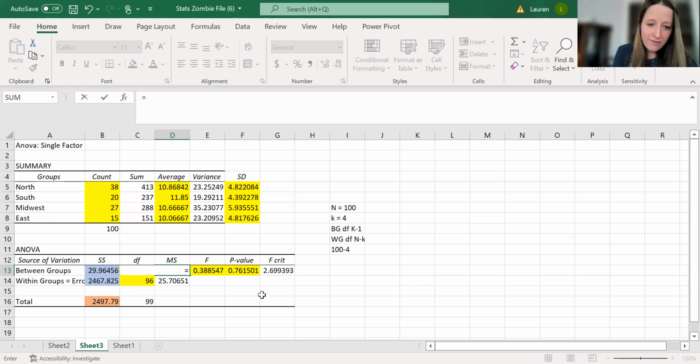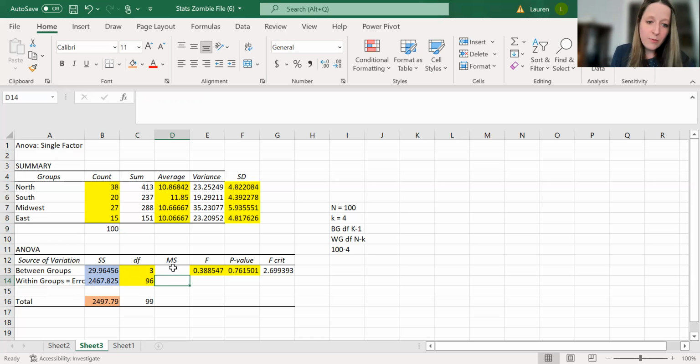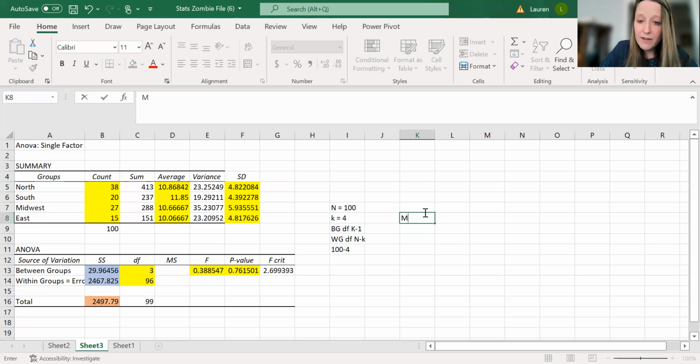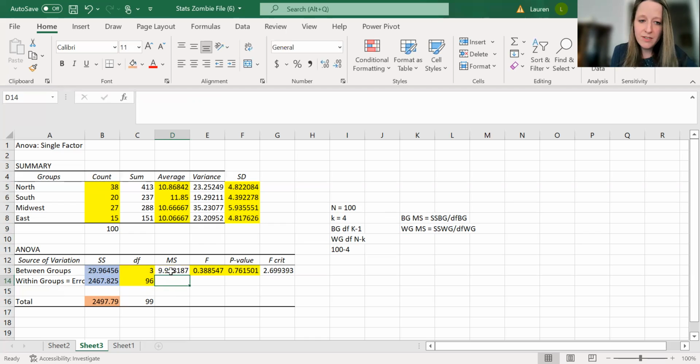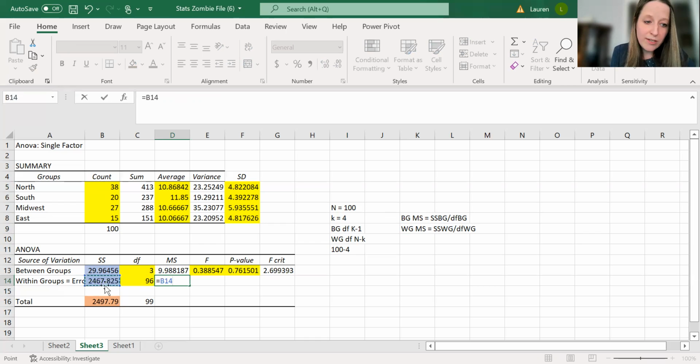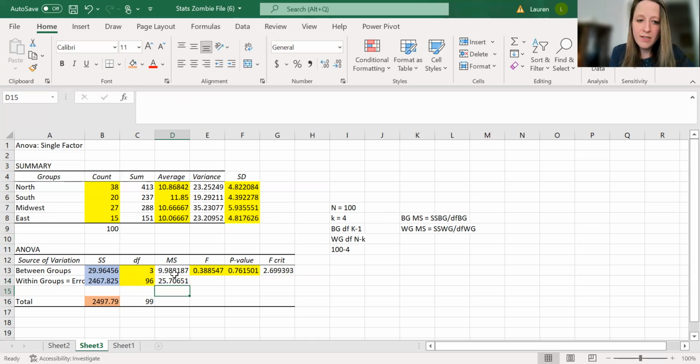Let's say that we don't have this value or this one. We can easily calculate our mean square between groups and our mean square within groups in Excel, and we have the formulas for these. Our between groups mean square, that's what the MS stands for, would be our sum of squares between groups divided by our degrees of freedom between groups. The same way for our within groups mean square, that would be our sum of squares within groups divided by our degrees of freedom within groups. So all I would have to do is take my sum of squares between groups divided by my degrees of freedom between groups, and I get my mean square. And the same thing here for within groups.